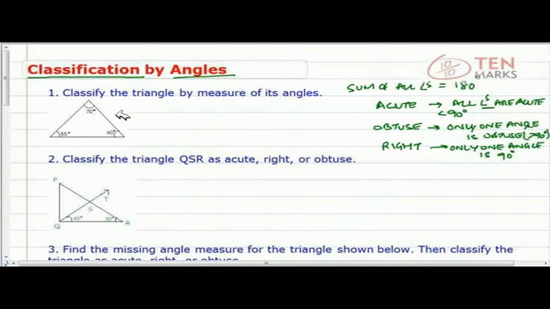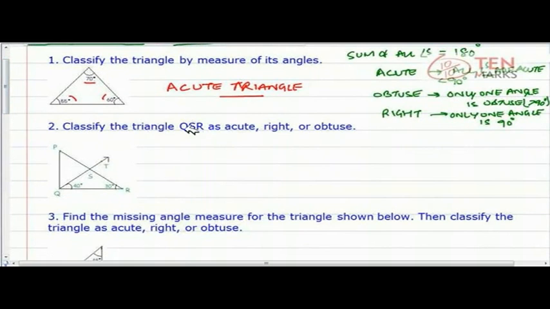So in this case, the first, second, and third angles, all three angles of this triangle are less than 90 degrees, right? This is 70, this is 60, this is 55. This was simple. This is an acute triangle, right? Now let's look at the second one. Classify the triangle QSR as acute, right, or obtuse.